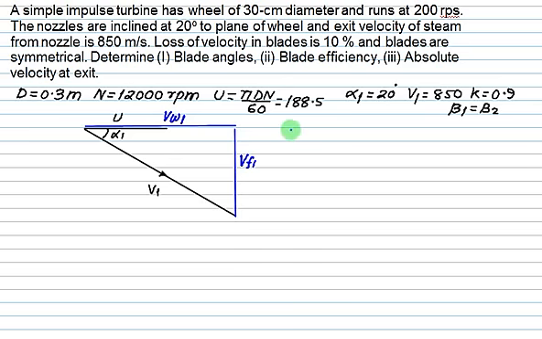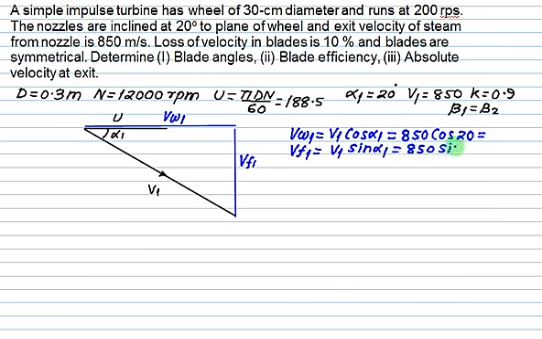So this one is Vw1 and this one is Vf1. Out of this, Vw1 is the cos component of V1. So this one is V1 cos alpha 1. V1 is 850 and cos alpha 1 is cos 20. Similarly, Vf1 is V1 times sine of alpha 1. So one is cos, other is sine. So this one is VR1 and this angle equals what? Beta 2.